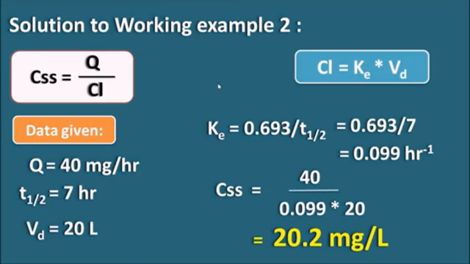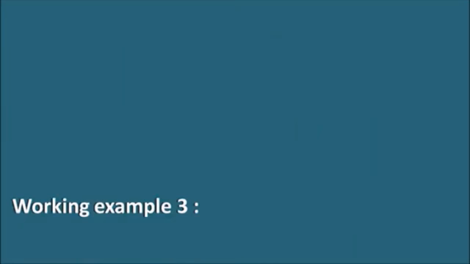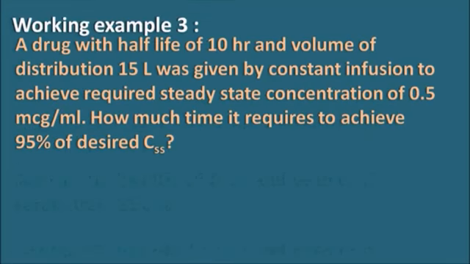Elimination rate constant can also be calculated from the half-life. So next example: a drug with a half-life of 10 hours and volume of distribution of 15 liters was given by constant infusion to achieve the required steady state concentration of 0.5 microgram per ml. How much time does it require to achieve 95% of the desired CSS?